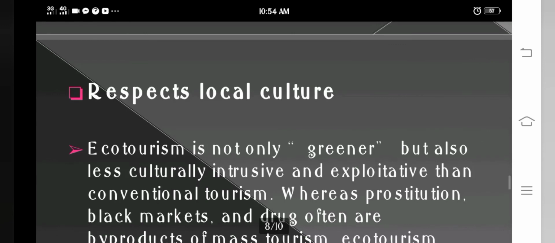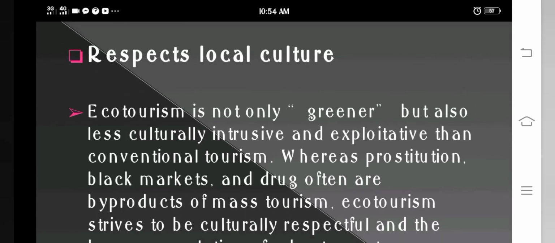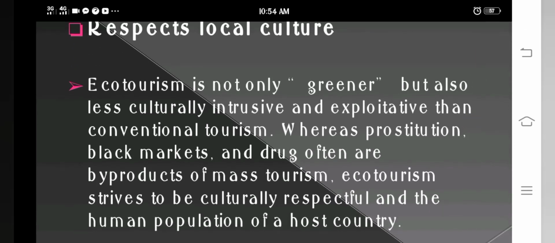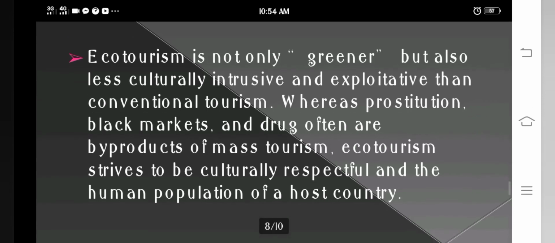Third is respecting local culture. Ecotourism is not only greener but also less culturally intrusive and exploitative than conventional tourism, whereas prostitution, black markets, and drugs often are byproducts of mass tourism. Ecotourism strives to be culturally respectful of the human population of a host country.